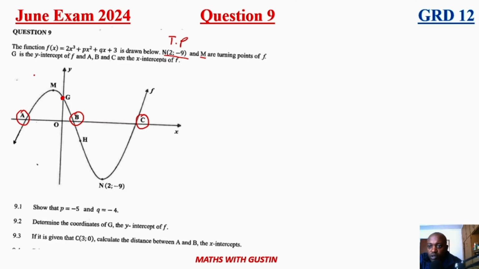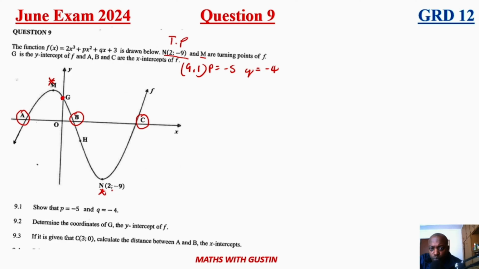So let's go ahead and read question number 1, which is given by 9.1. It says, show that p is equal to -5 and q is equal to -4. So what you do in this case, because we're only given these 2 points here, is substitute them into our equation. Let's go ahead and do that.